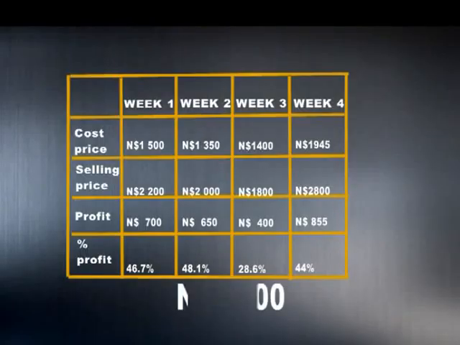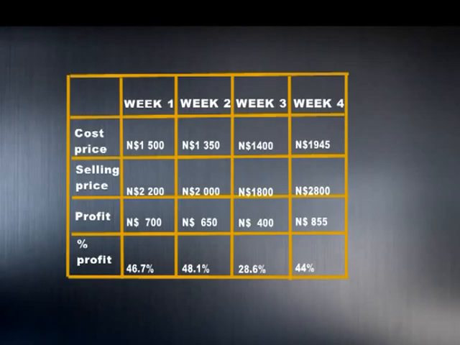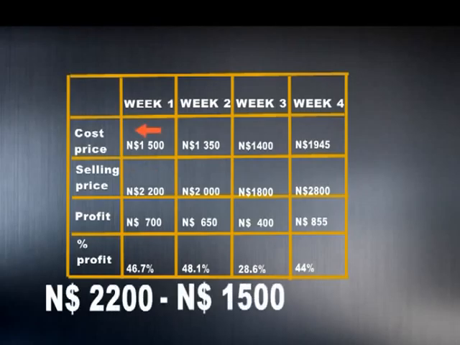Now look, in the first week, we bought stock for $1,500. The cost price of the stock that we sold was $1,500. The selling price of the stock that we sold was $2,200. So that means you worked out the profit by calculating the selling price minus the cost price. Yeah, and that is $2,200 minus $1,500, which gives us $700 for the first week.